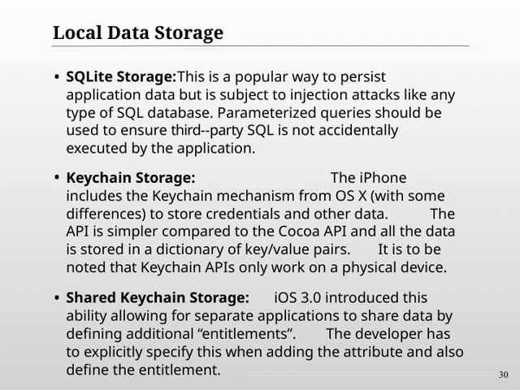Next, we have keychain storage. The iPhone includes a built-in keychain mechanism borrowed from OS X, with some differences. It's designed specifically for storing sensitive data like credentials. The API for keychain is actually simpler than the Cocoa API, and it stores data as key value pairs in a dictionary. One thing to keep in mind is that keychain APIs only work on physical devices, not on simulators.